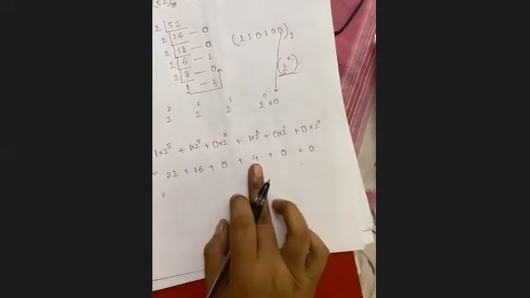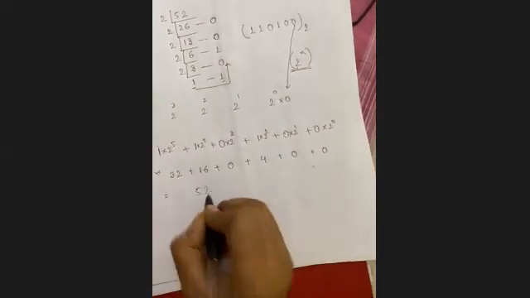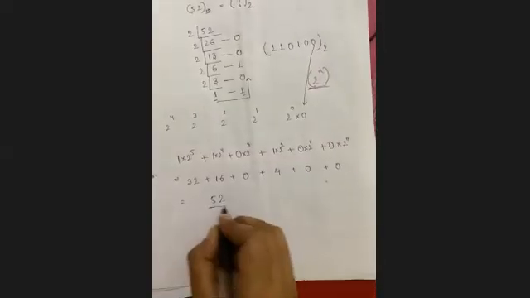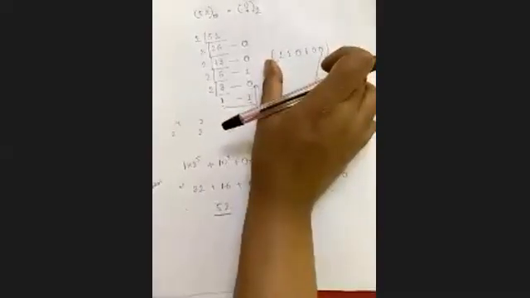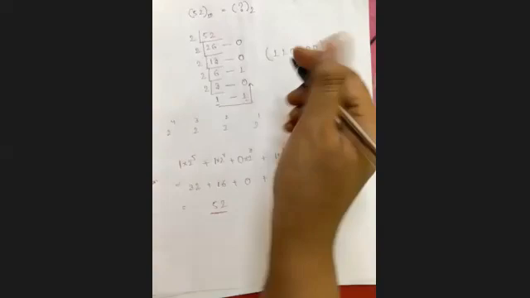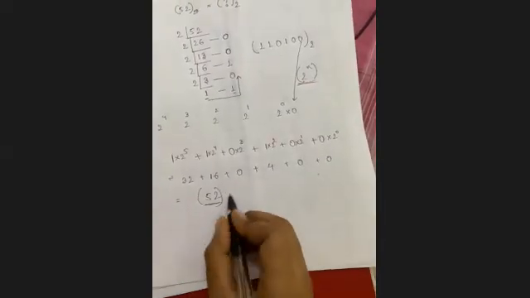Now add up these all values. 16 plus 4 means 20. 20 plus 32 will become 52. Is this satisfying the value of 52? Yes. So if this is the binary number system, you can say this is its corresponding decimal number value.